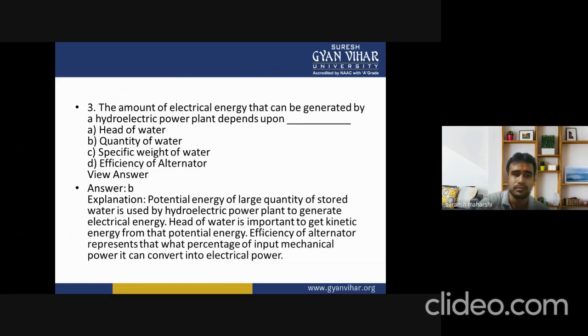Question number three. The amount of electrical energy that can be generated by a hydroelectric power plant depends on option A, head of water, option B, quantity of water, option C, specific weight of water, or option D, efficiency of alternator. So the correct answer is option B, quantity of water. Potential energy of a large quantity of stored water is used by the hydroelectric power plant to generate electrical energy. Head of water is important to get kinetic energy from that potential energy. Efficiency of alternator represents what percentage of input mechanical power can be converted into electrical power.